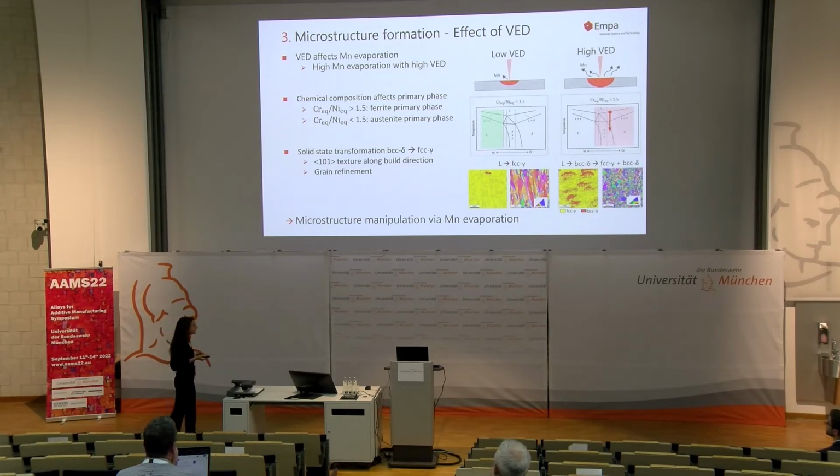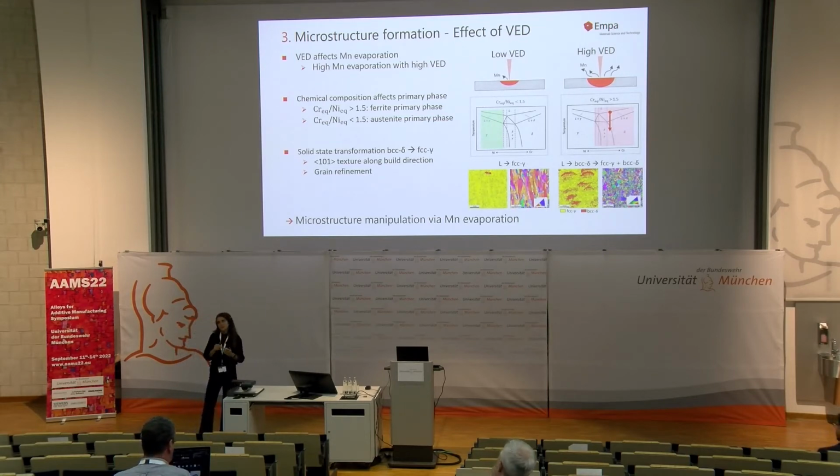What we can say here to summarize is that by playing with the volumetric energy density, we can really change the amount of manganese that evaporates. And we can use this to modify the microstructure. So this, let's say, is a first strategy that we can use as microstructure manipulation.